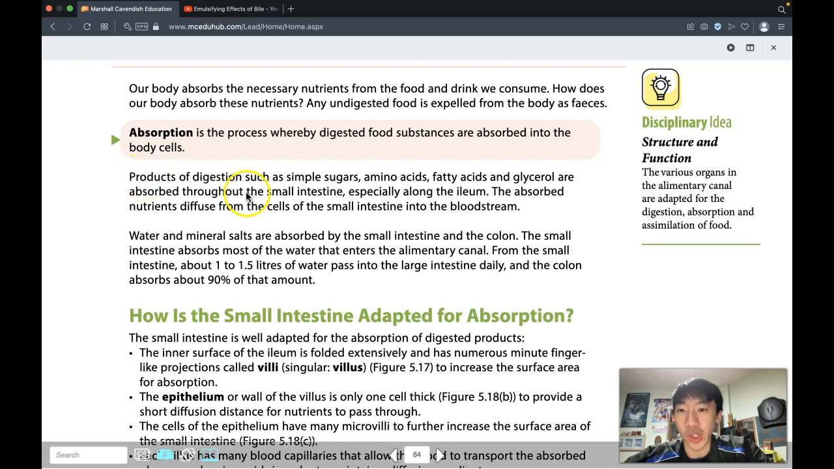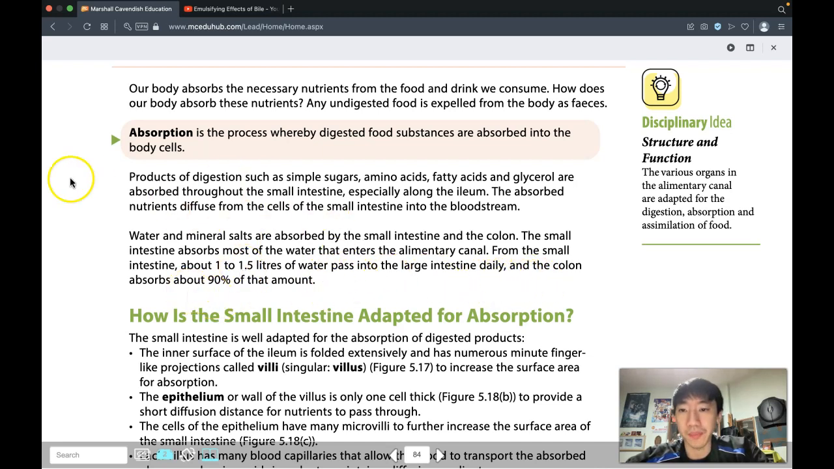Okay, so the products of digestion, such as simple sugars, amino acids, fatty acids, and glycerol, are absorbed throughout the small intestine, especially along the ileum. The absorbed nutrients diffuse from the cells of the small intestine into the bloodstream. Water and mineral salts are absorbed by the small intestine and the colon. The small intestine absorbs most of the water that enters the alimentary canal. From the small intestine, about 1.1 to 1.5 liters of water pass into the large intestine daily, and the colon absorbs 90% of that amount.